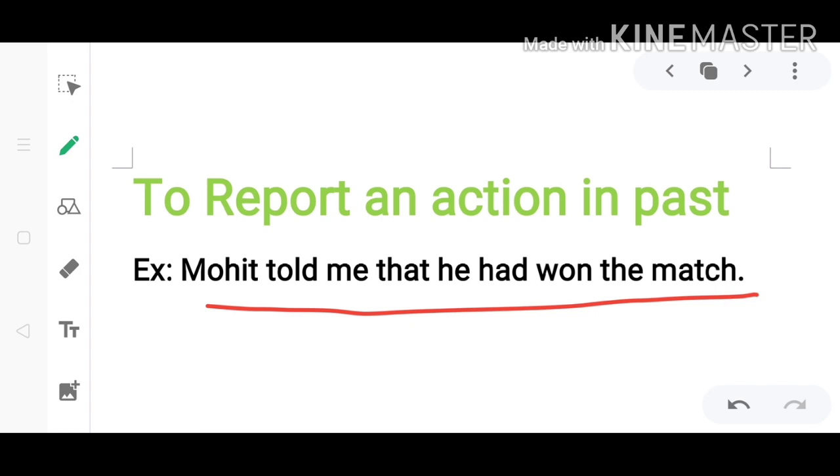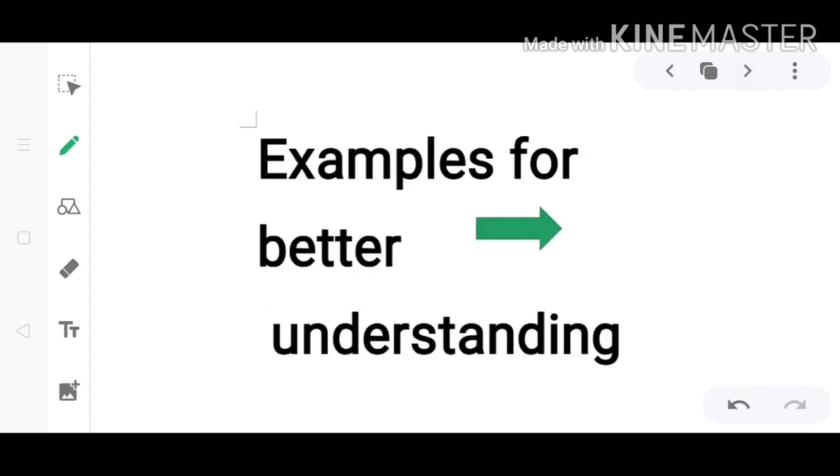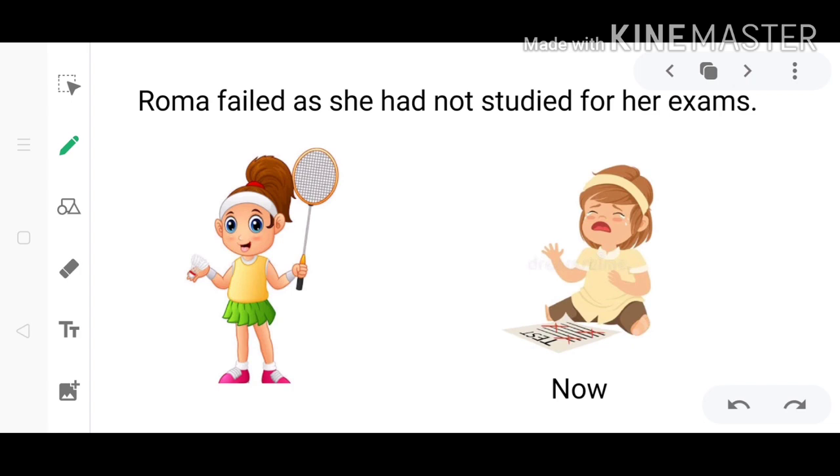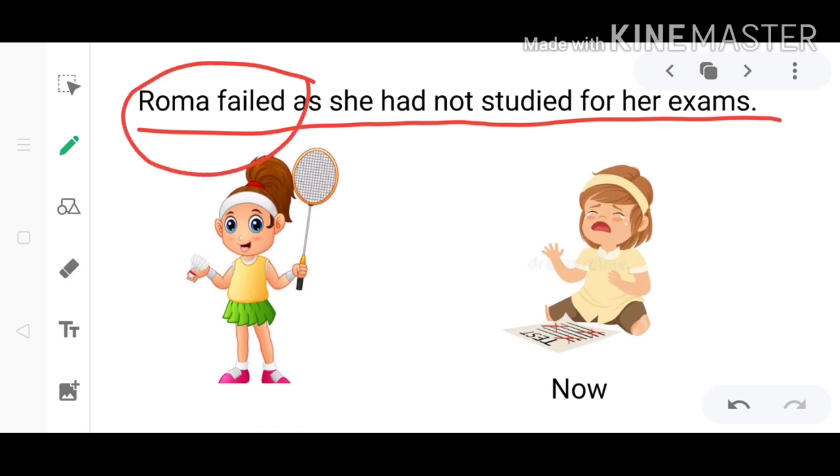Both the cases will be clear when you see the examples in this video. Moving forward, examples for better understanding. Here I have two examples with these cases so that you can understand them in a better way. First example, the text: Roma failed as she had not studied for her exam. It is clear when we read it, Roma failed. Is this the previous action or the subsequent action? It is the subsequent action because this action has happened now.